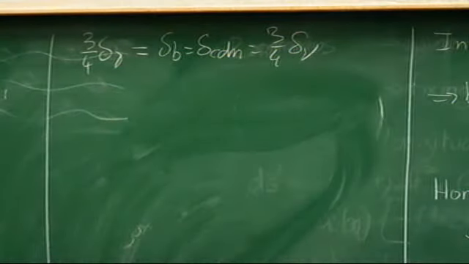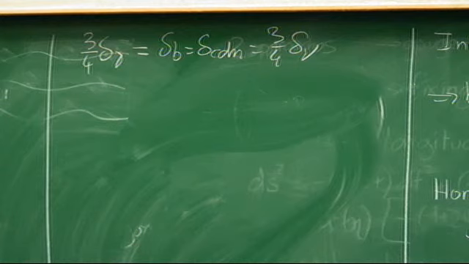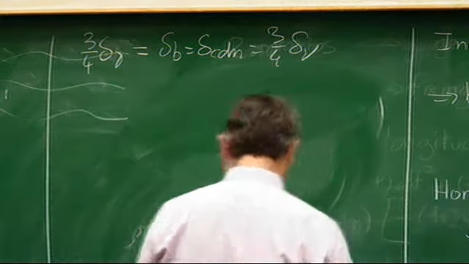So I could relate all perturbations to each other, and I have only one free number now for fixing my initial condition. For each mode, if I give you the initial value of delta gamma, you know all the initial conditions for all perturbations. Let's gain some physical interpretation on these quantities.